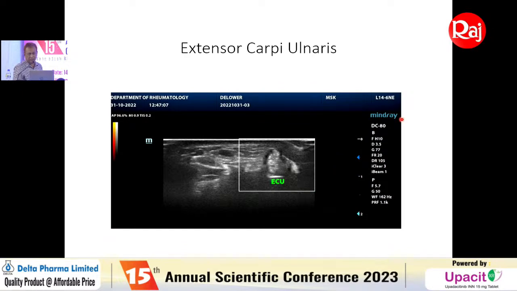Now here is extensor carpi ulnaris, which has a very clinical importance in rheumatoid arthritis.